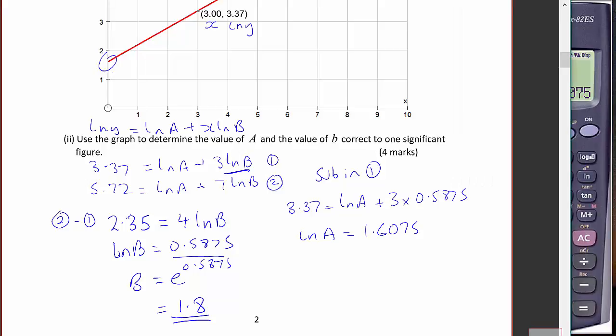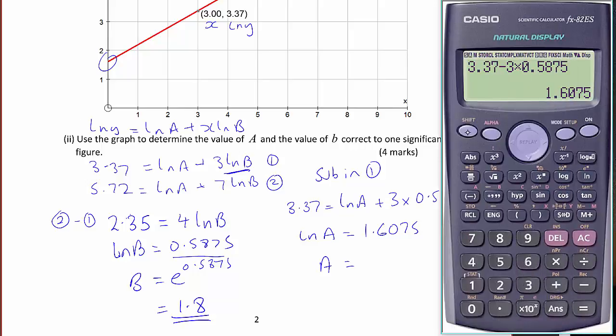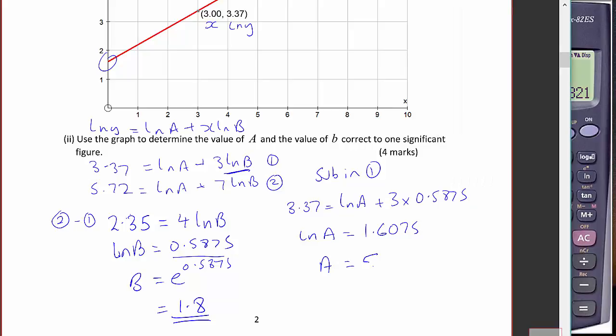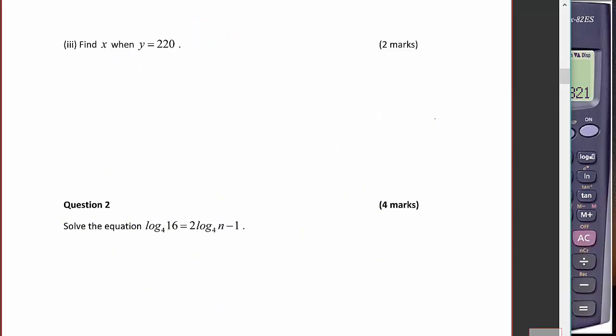Which looks about right on the graph, doesn't it? And so a would be e to that last answer, and we'll call that 5. So we've got all these values, and that will help us do the next bit.